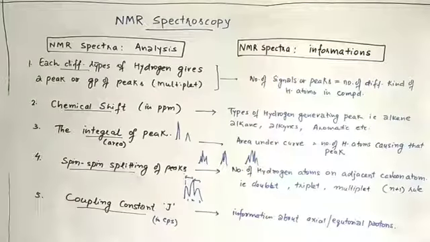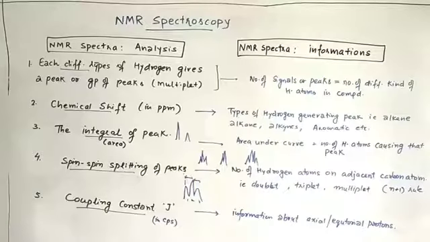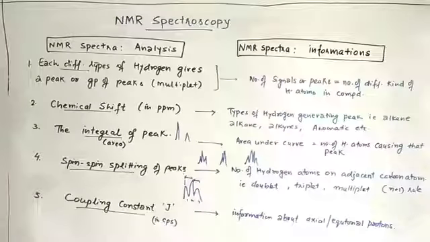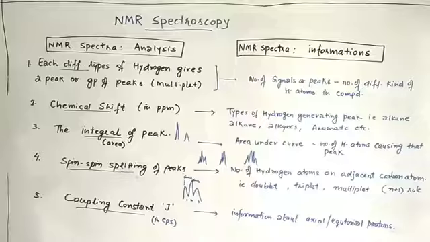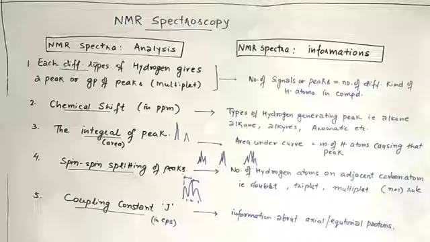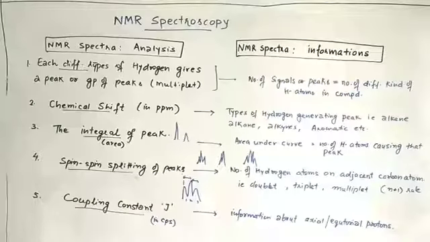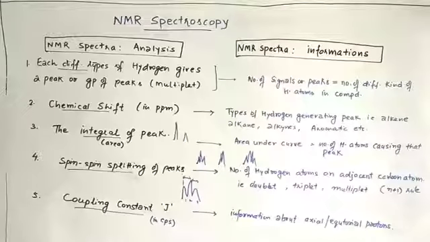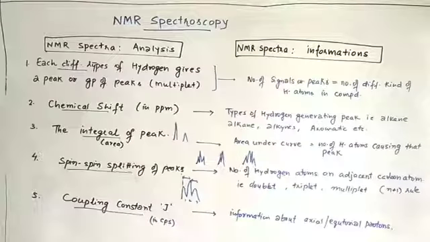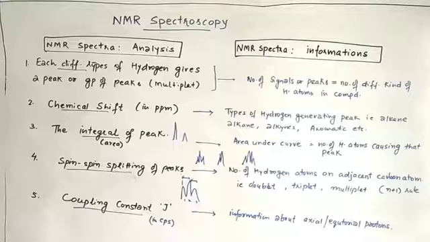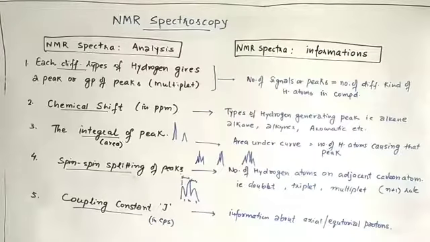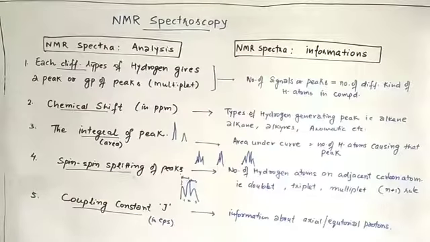That is called coupling constant. Coupling constant gives information about the axial and equatorial type of proton present in the molecule. Okay, so one by one we will discuss all these things, don't worry at this stage. At this stage you just try to understand what information we get from the NMR spectra and how to analyze the NMR spectra, which parameters we must note down to find out the structure of an organic compound.